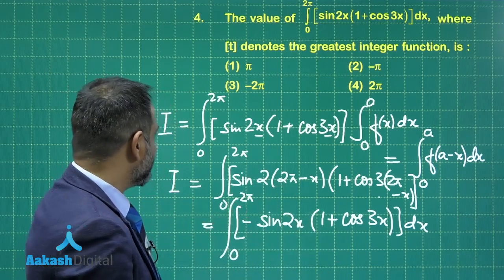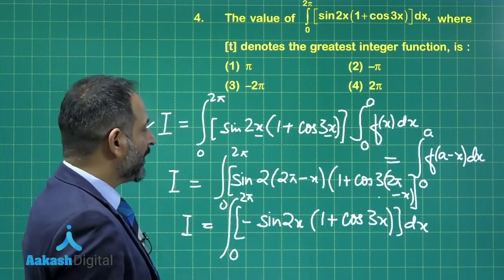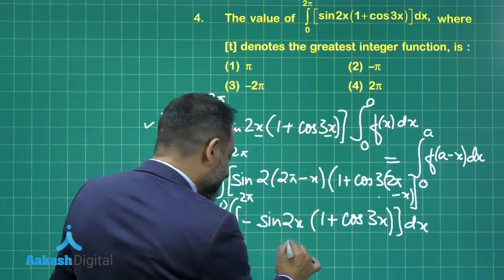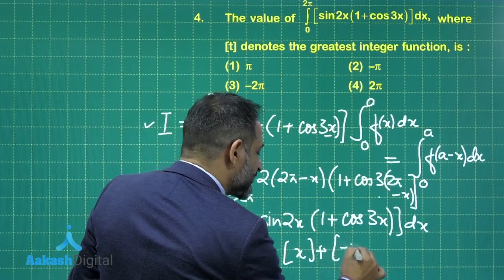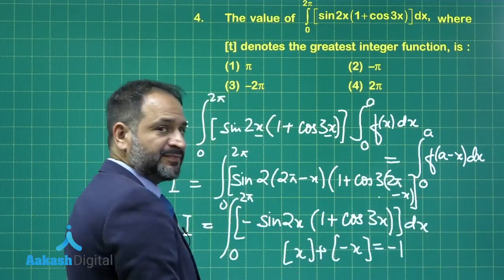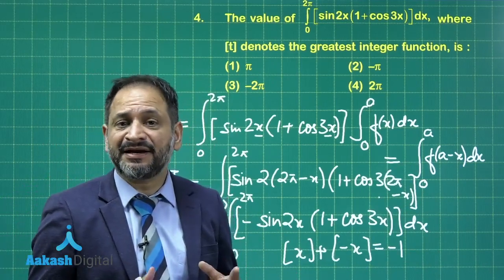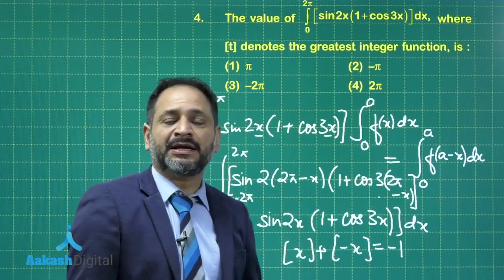Now what to be done here? This is integral I and this is also integral I. Now you can notice again a very important property, that the greatest integer of x plus the greatest integer of minus x is equal to minus 1. This will happen for any value of x which is not an integer. At integral values, this plus this will be equal to 0.